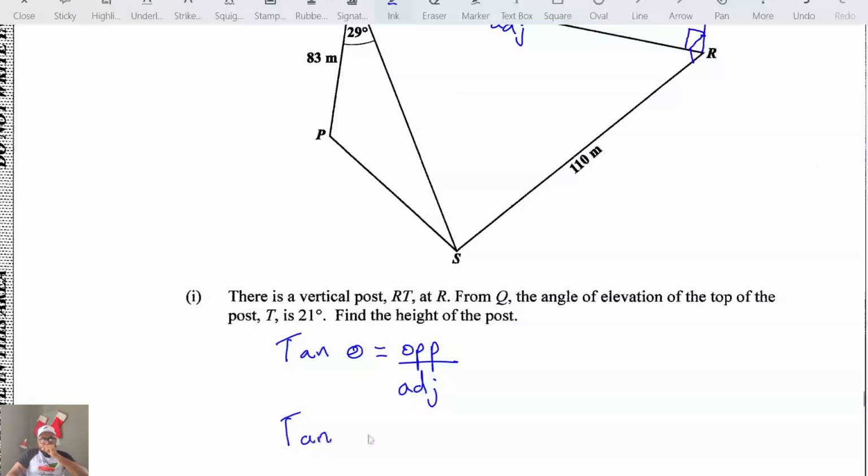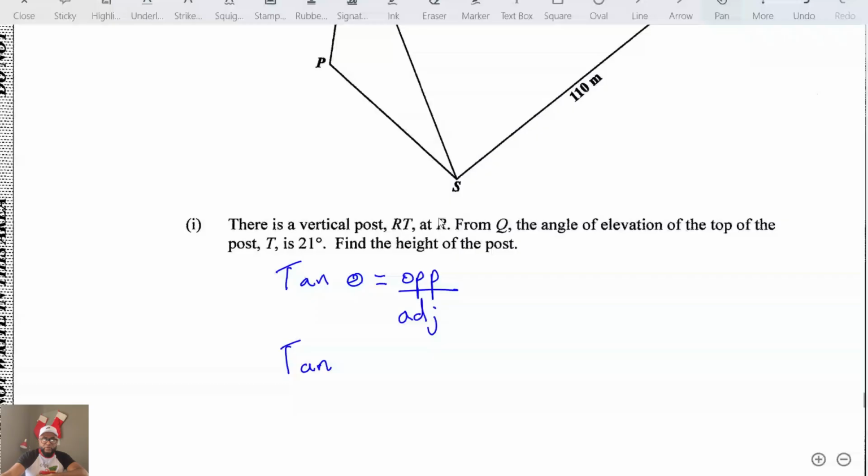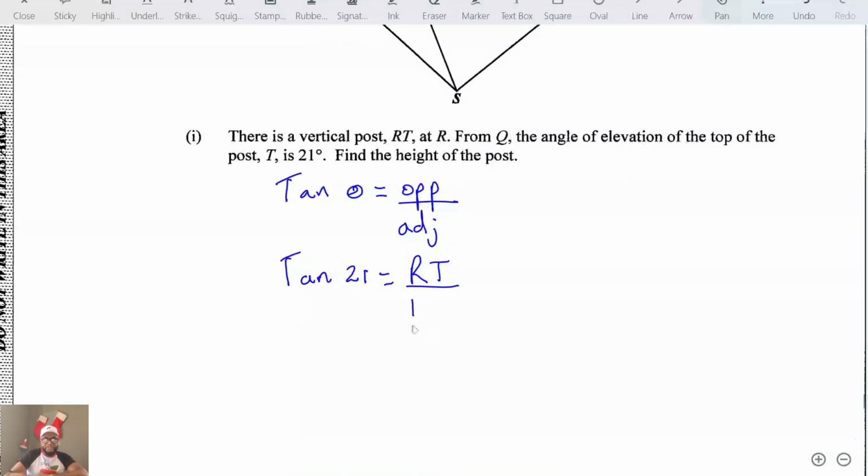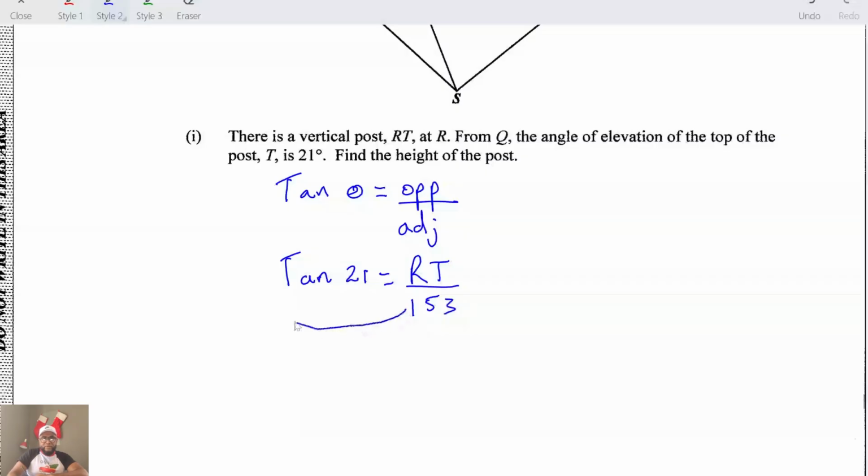So tan of the angle, which in this question is 21, is equal to opposite, which is what we're trying to find. Opposite is RT, which is the pole, over the adjacent, which is 153. So we're going to move 153 here. What do we do with it when we carry it there? Multiply.